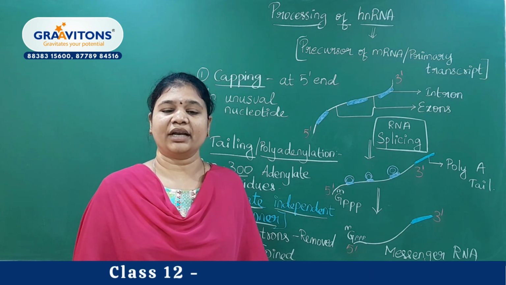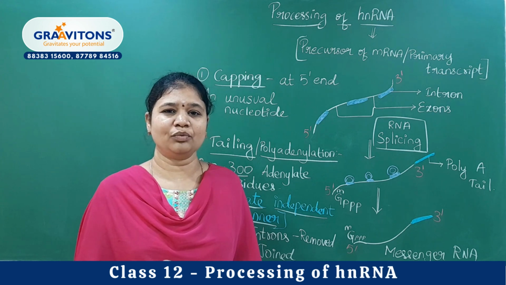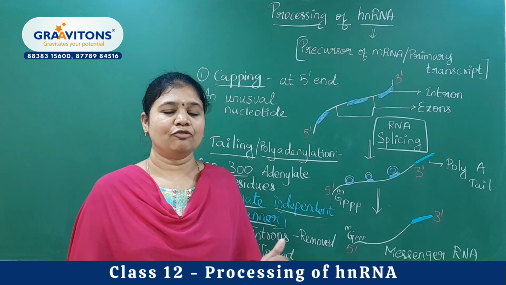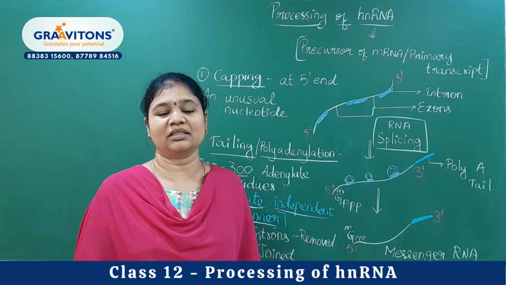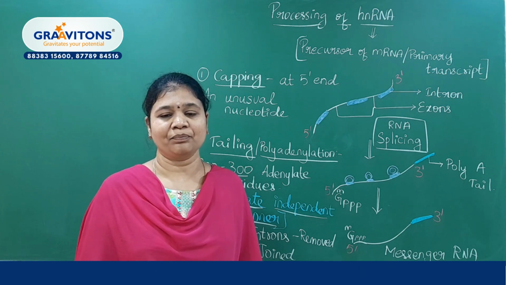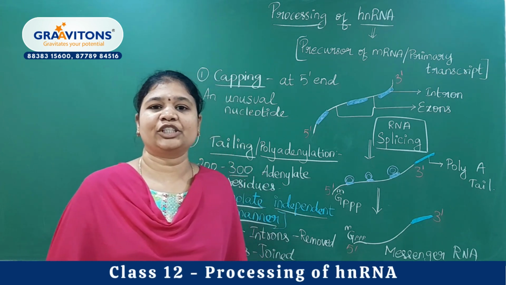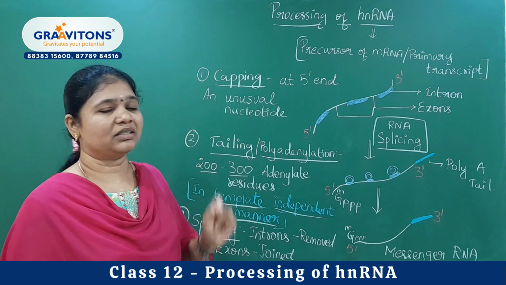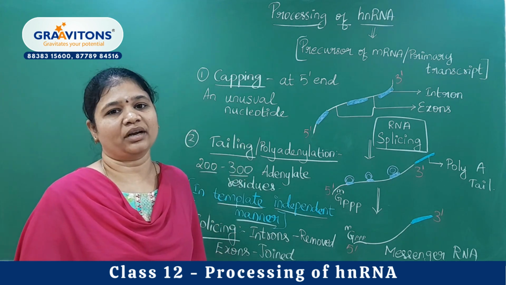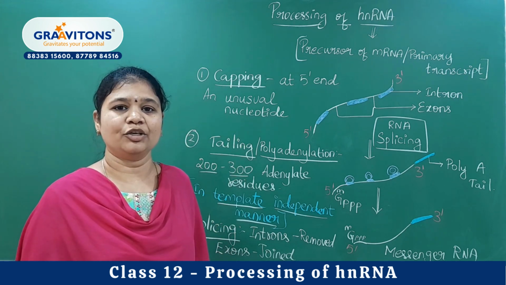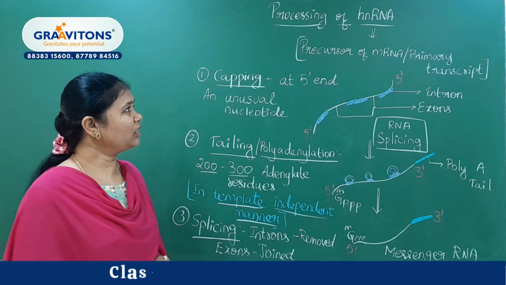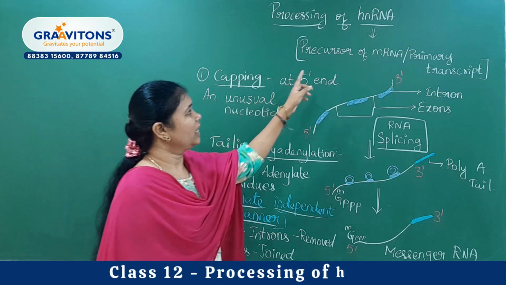Prokaryotic and eukaryotic transcription differ in one important aspect: the formation of hnRNA is there in eukaryotic organisms. In prokaryotes there is no hnRNA formation. What is this hnRNA? HN stands for heterogeneous nuclear RNA, and this will be formed only in eukaryotic organisms.